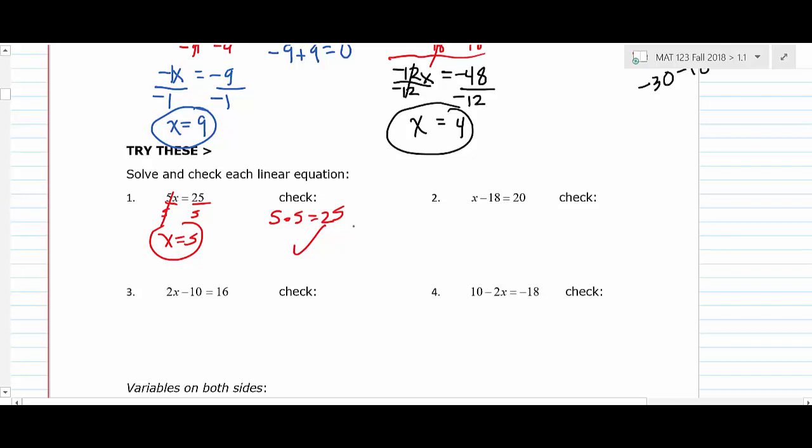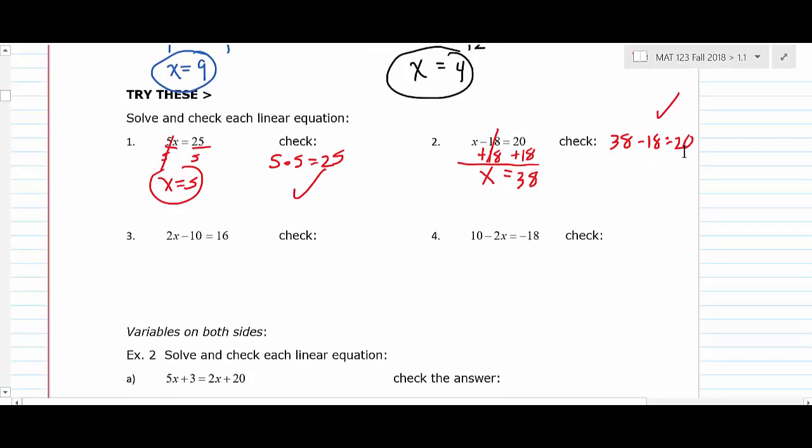Okay, next one, what do you do to both sides to solve number 2? Add 18. Okay, so just show that you're adding 18. And see, what you want to do is that equal sign always comes down. This side's 38. That cancels that out. That leaves x equals 38. Okay, when you check it, you're just going to have 38 minus 18 is 20, and that's right. Use your calculator if you need to.